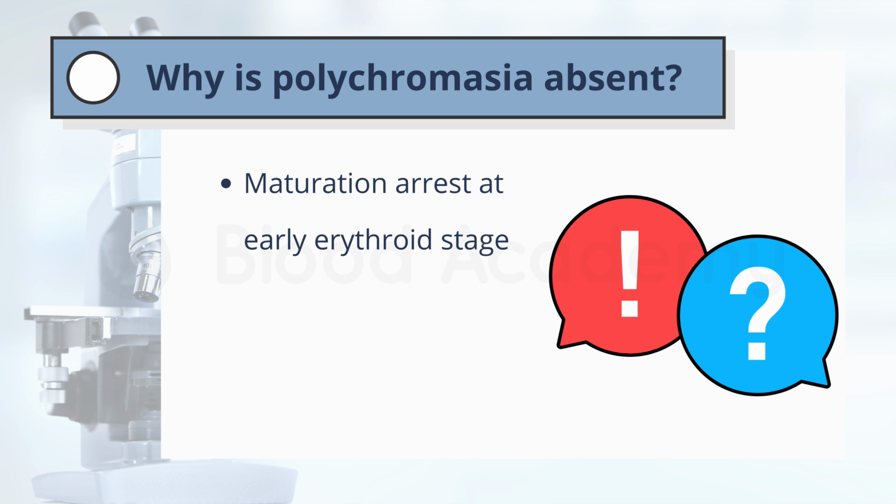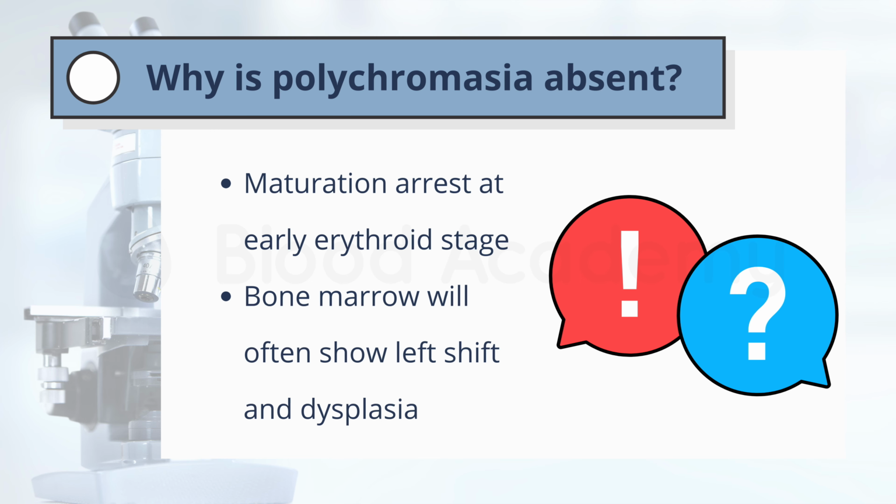Well, in megaloblastic anemia, there's inhibition of DNA synthesis. This leads to a maturation arrest at the early erythroid stage. The bone marrow hence will often show high numbers of early erythroid precursors, like pronormoblasts, indicating left shift. Sometimes these early erythroid precursors can spill into the blood and be seen in the blood film.